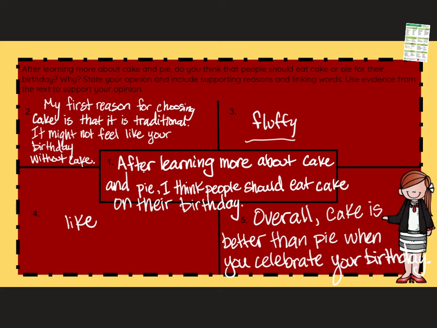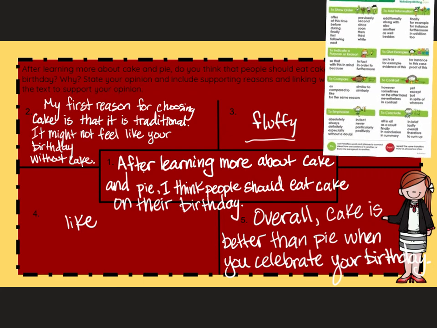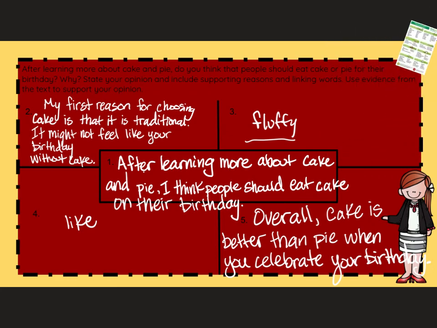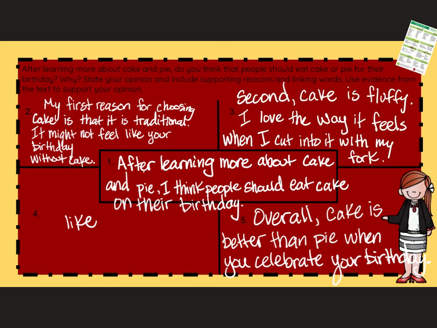Next, we're going to talk about how cake is fluffy and why being fluffy is a good thing. And again, I'm using that transitional word from before, second. And I'm just going to leave it at second, not my second reason is, or my second reason for choosing. All right, second, cake is fluffy. I love the way it feels when I cut into it with my fork. There's definitely a different feeling because it is so fluffy, so I really like that one.